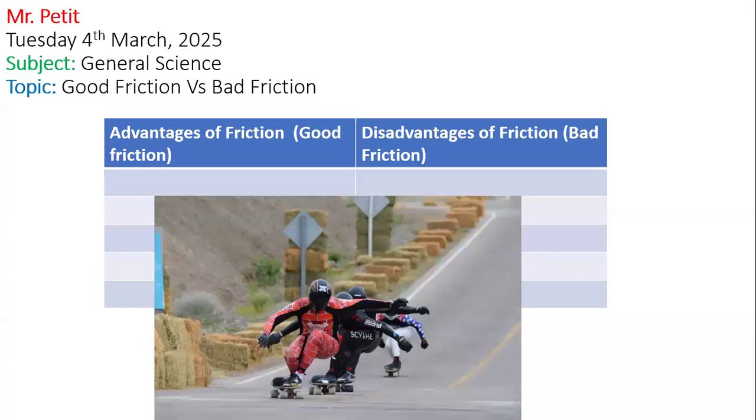Good. Why do you say good? Because they need the friction to move. So let's say this is like a hill, right? And let's say that you need to stop. Whether you're roller skating or riding a skateboard, what is going to cause you to stop? Friction.